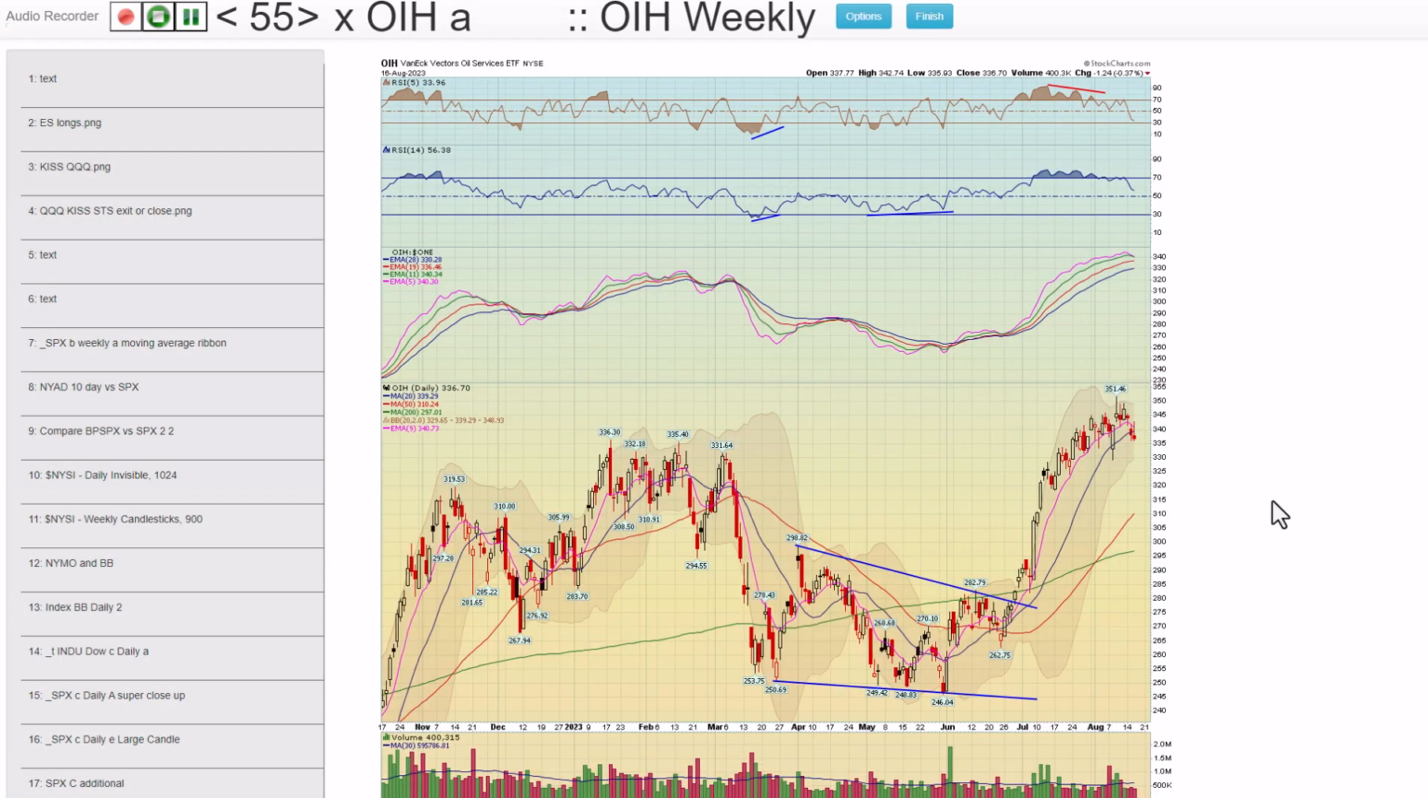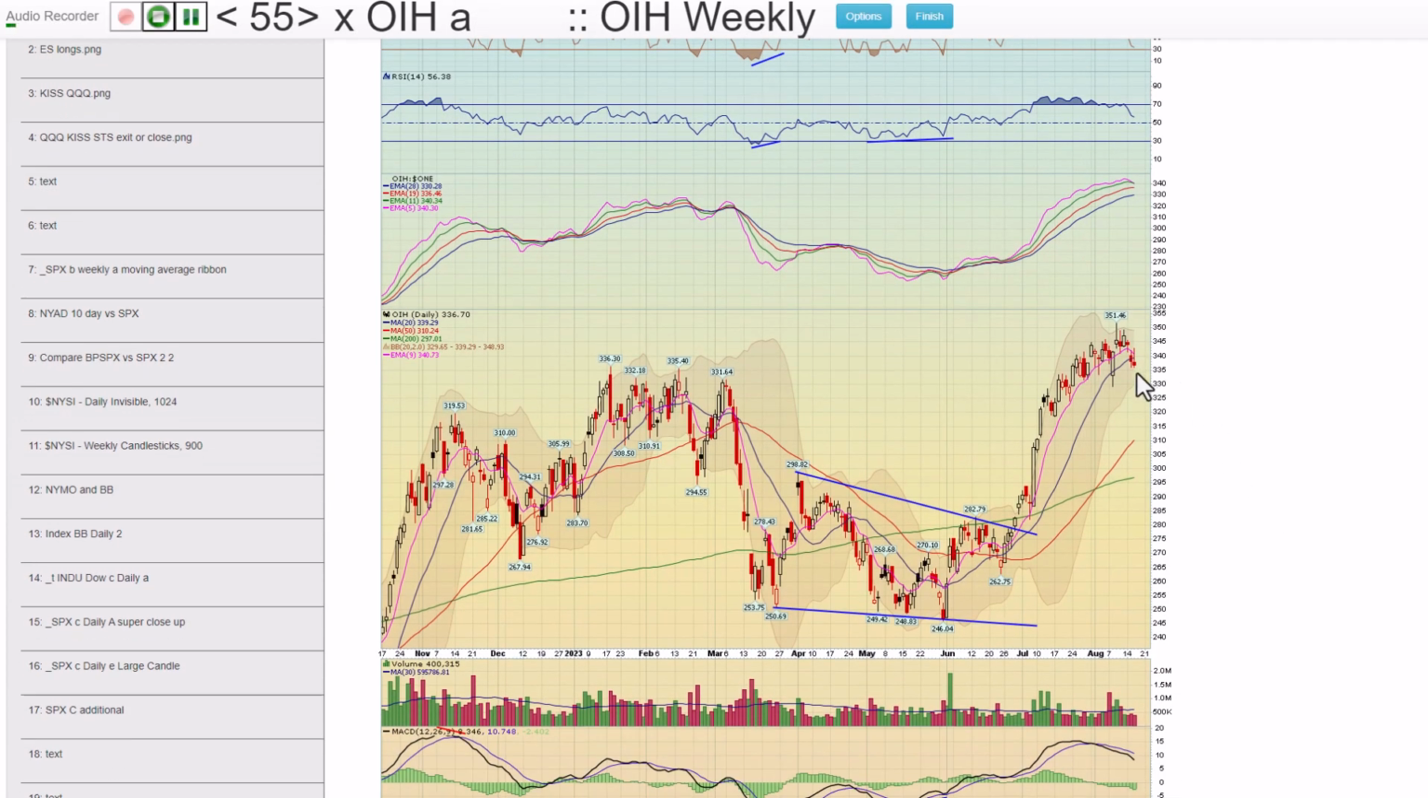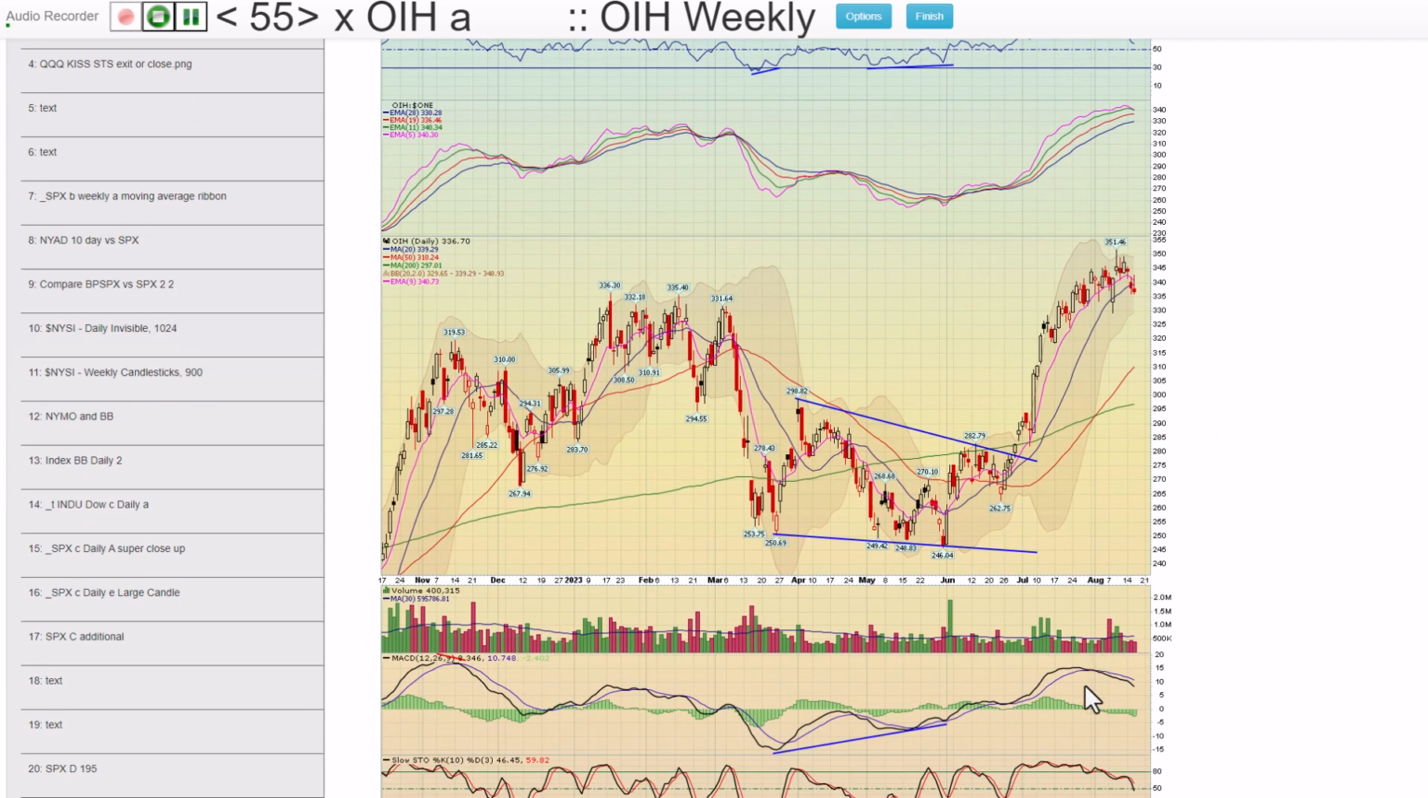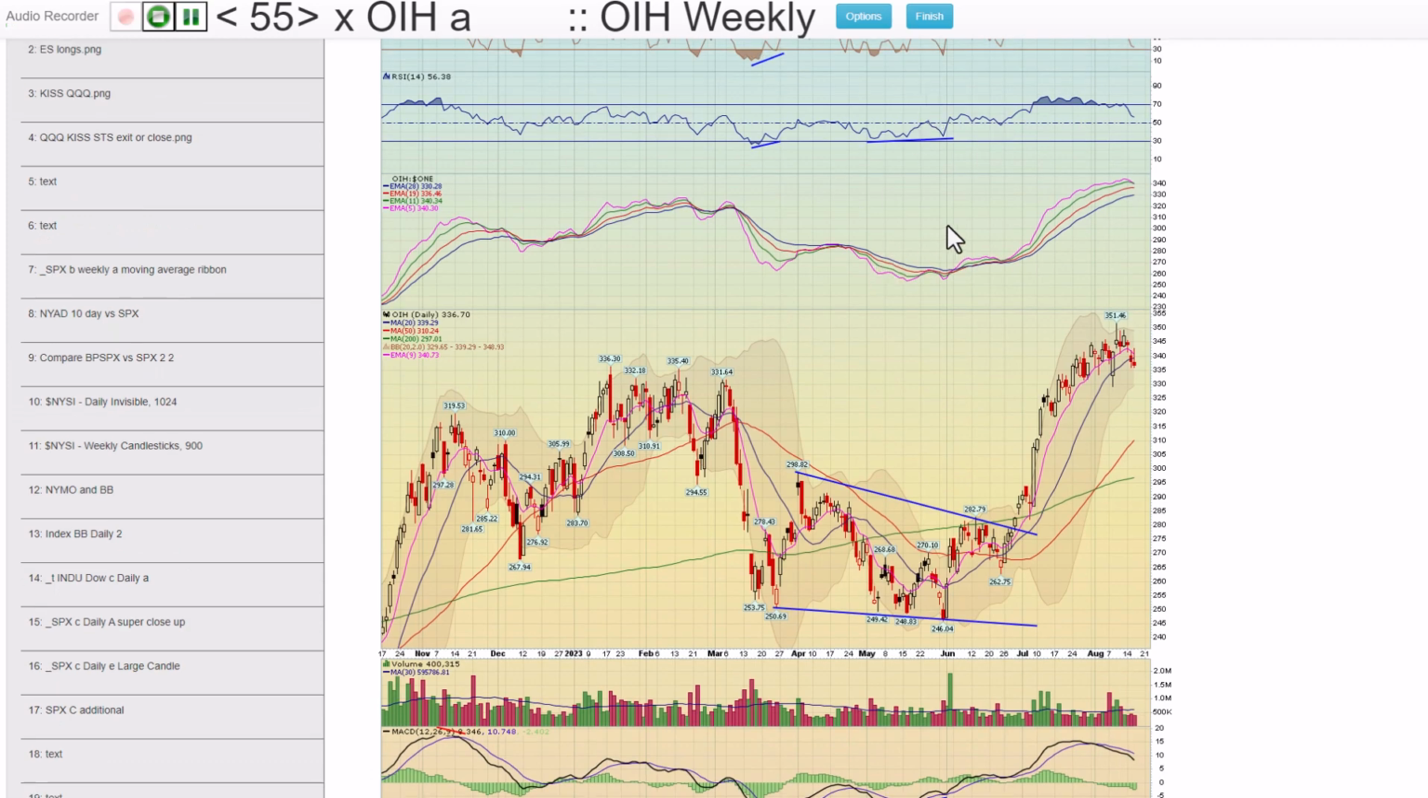Next, chart 55, oil services, same deal. It's holding up pretty well here. Again, there is a loss of momentum. You can see the MACD, but still holding up fairly well.